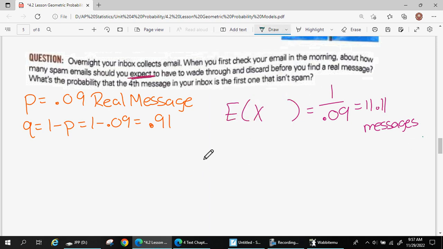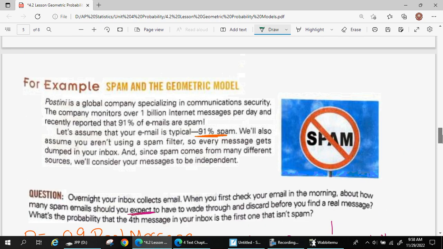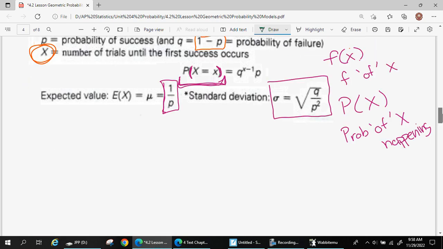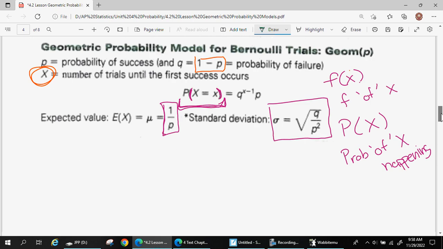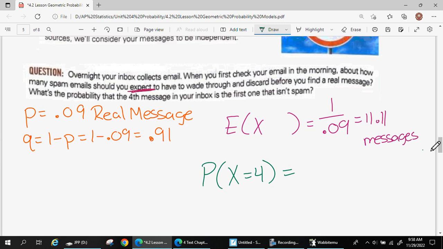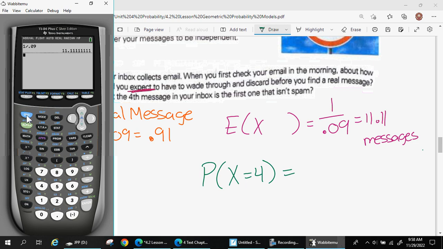So I'm going to look for the probability P of our random variable being equal to 4. And so there was a formula up here for us to use, and we are not going to use it. You can if you want to, but we have these calculators that do a lot of work for us. And so we are going to go to our calculator, hit the second key, and then vars, our distribution list. I'm going to arrow up to get to the bottom. And you can see the bottom 2 have Geomet. We're going to choose Geomet PDF.